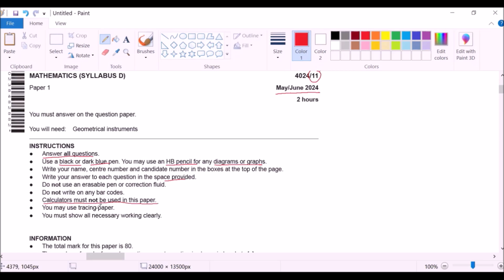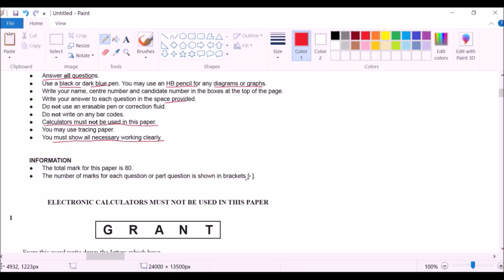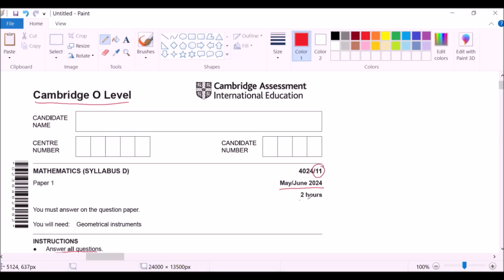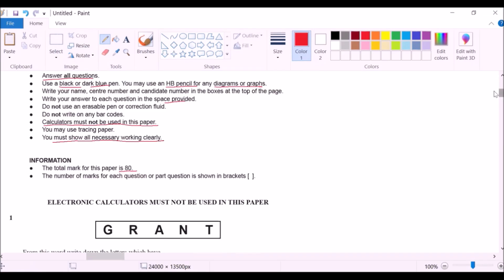So for paper 1, we don't use calculators in O-Level, whether it's Cambridge or ZIMSEC. You must show all necessary working clearly. That's where the marks are. The answer doesn't really matter that much. It's the working. You might get the answer wrong, but if your working is correct, you might even get full marks. So this paper consists of 24 questions and a total of 80 marks. And it's 2 hours long. Now let's go to number 1.